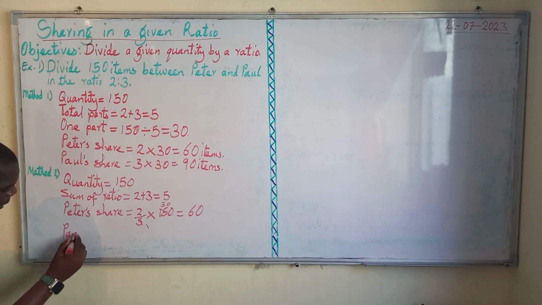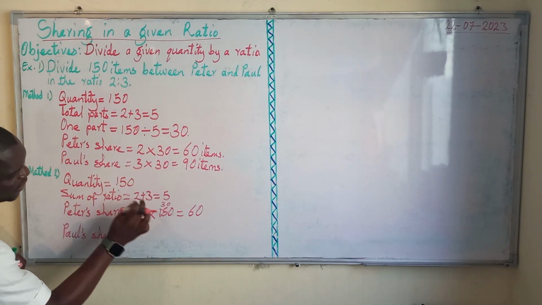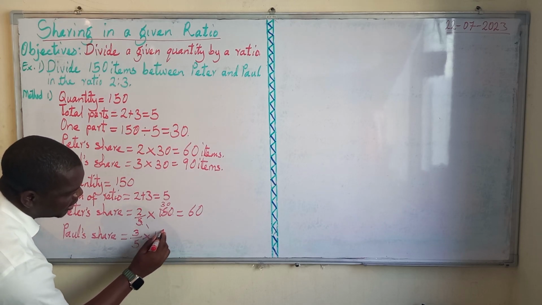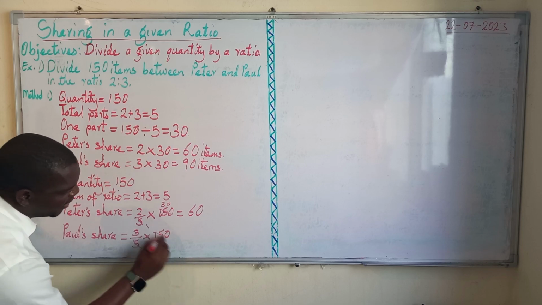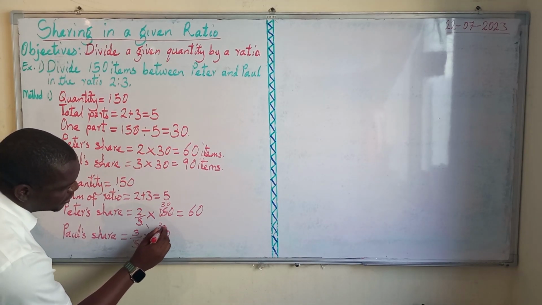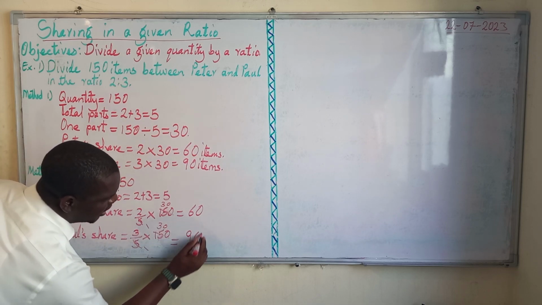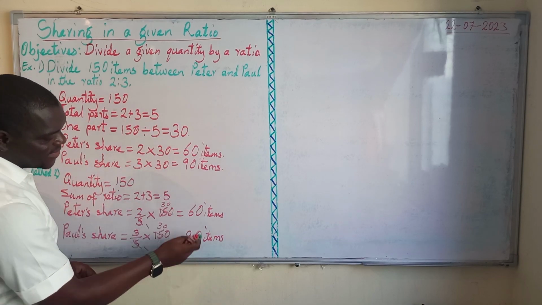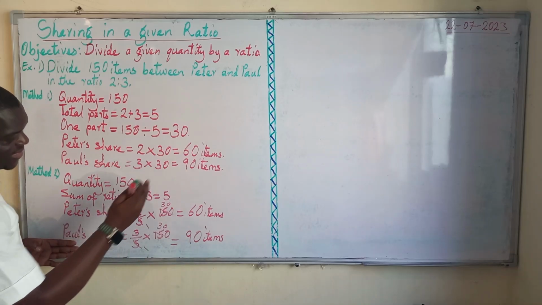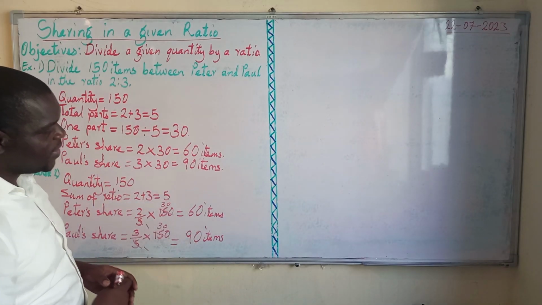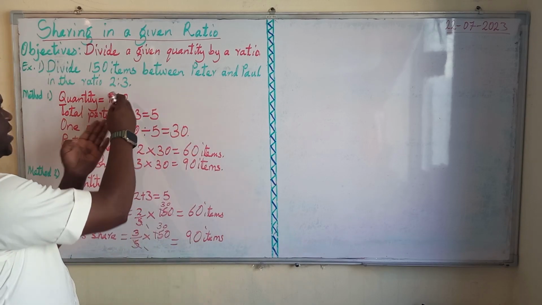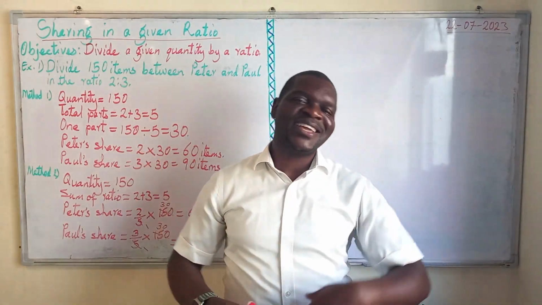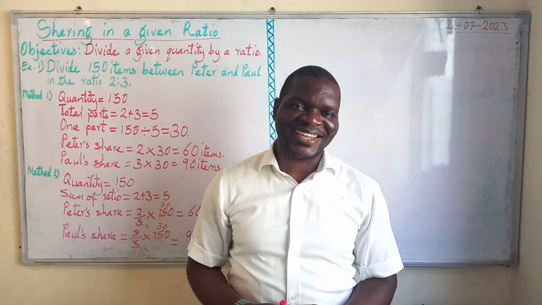And Paul's share will be equal to, his share is 3. 3 over sum of ratio, which is 5, times 150. 5 into 150 is 30. And 3 times 30 is going to give us 90 items. Whether you use method 1 or method 2, the answers are going to be the same. Peter's share 60 and Paul's share 90. And if you add these two, it's going to give you the total quantity you have to share. If this is understood, then we can move on to the second example for better understanding.